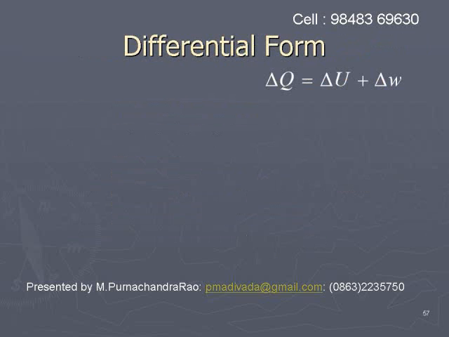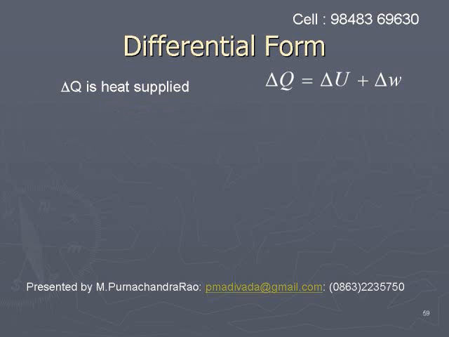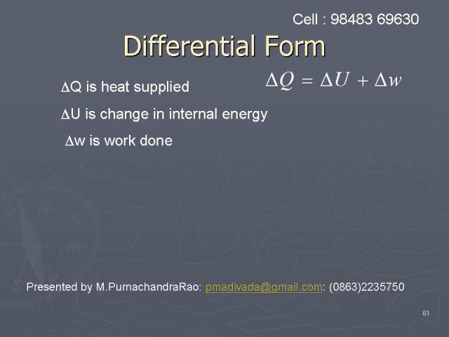The first law of thermodynamics is stated mathematically as delta Q is equal to delta U plus delta W. Here three quantities are involved: heat energy, change in internal energy and work done.